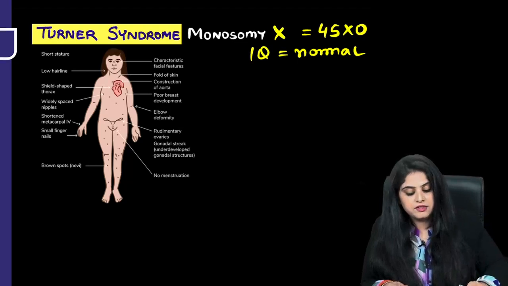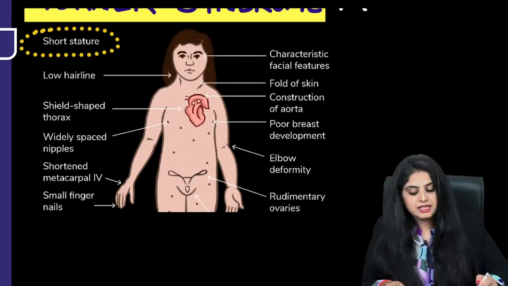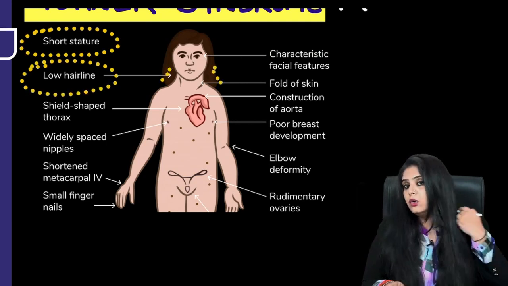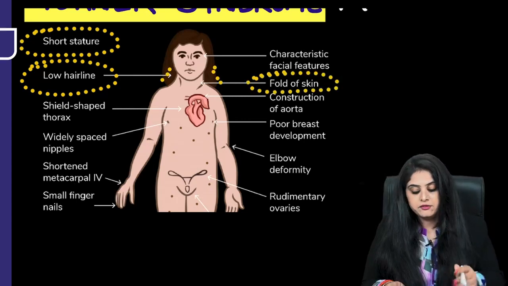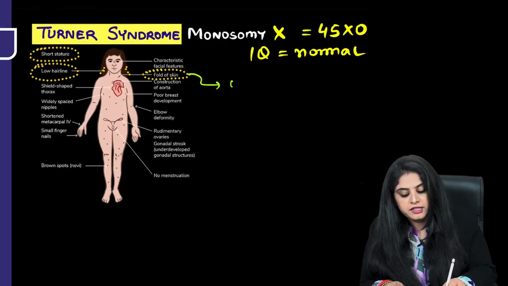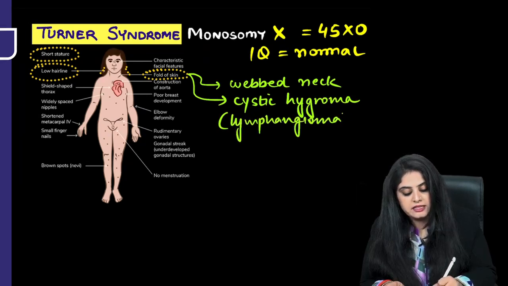Okay, what else? This female is going to have number one, short stature, as you guys can see. Then the posterior hairline is going to be very low. There's a fold of skin which is very important. I hope you all remember the fold of skin is known as a webbed neck. There is a webbing of the neck that is present. Anything else in the neck that is very important? These patients have a tumor in the neck called cystic hygroma. What exactly is a cystic hygroma? It is a lymphangioma that is present in the neck.